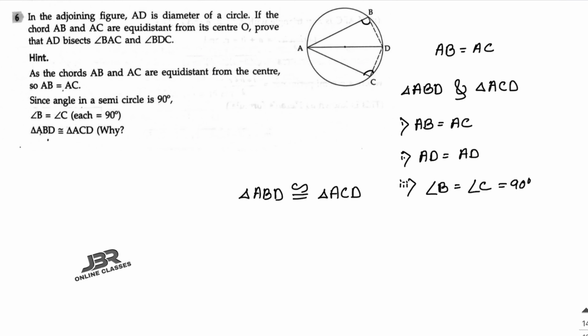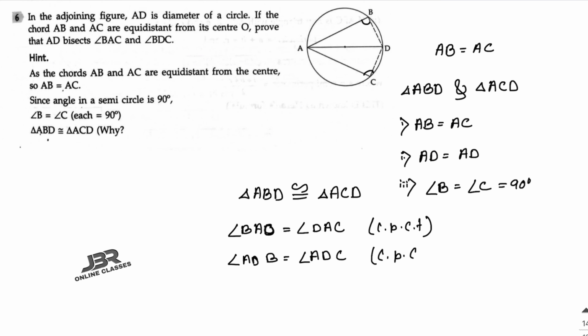Now if these two triangles are congruent, then angle BAD is equal to angle DAC by CPCT, and as well angle ADB is equal to angle ADC, again by CPCT. If these two angles are equal, then AD is the bisector of angle BAC, and again if these two angles are also equal, then AD is the bisector of angle BDC. It's proved.